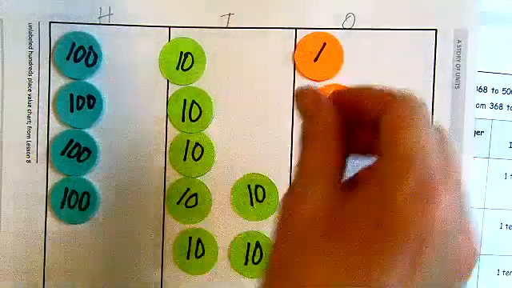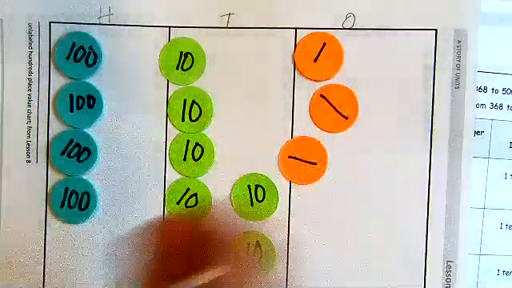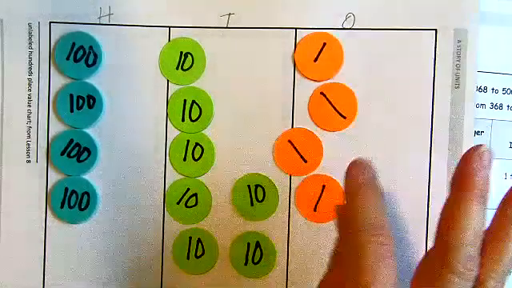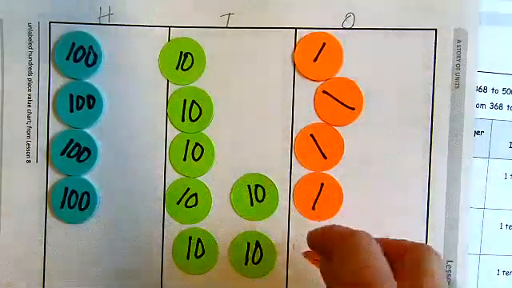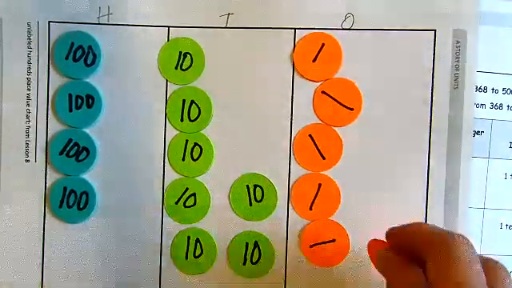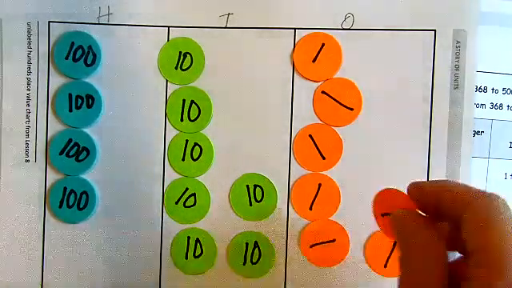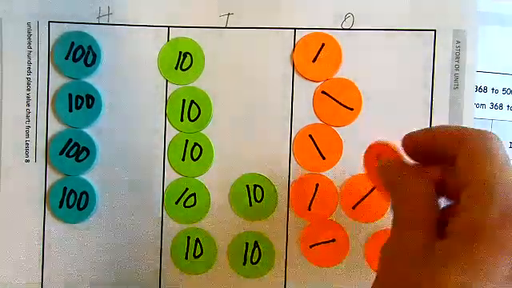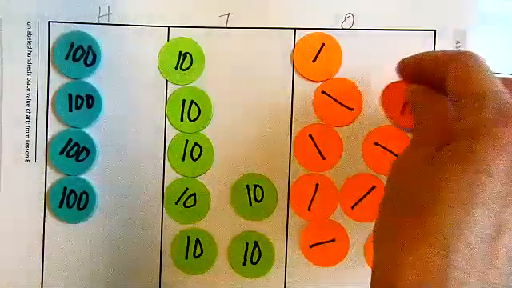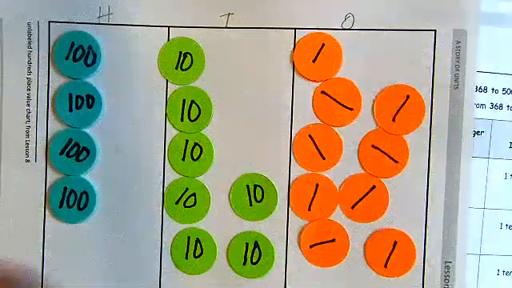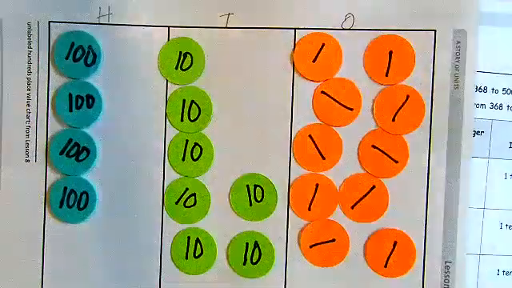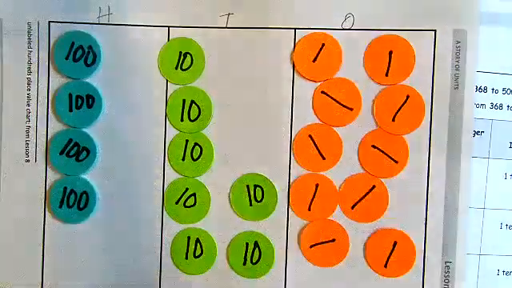471, 472, 473, 474, 475, 476, 477, 478, 479, 480. We get to change these out.